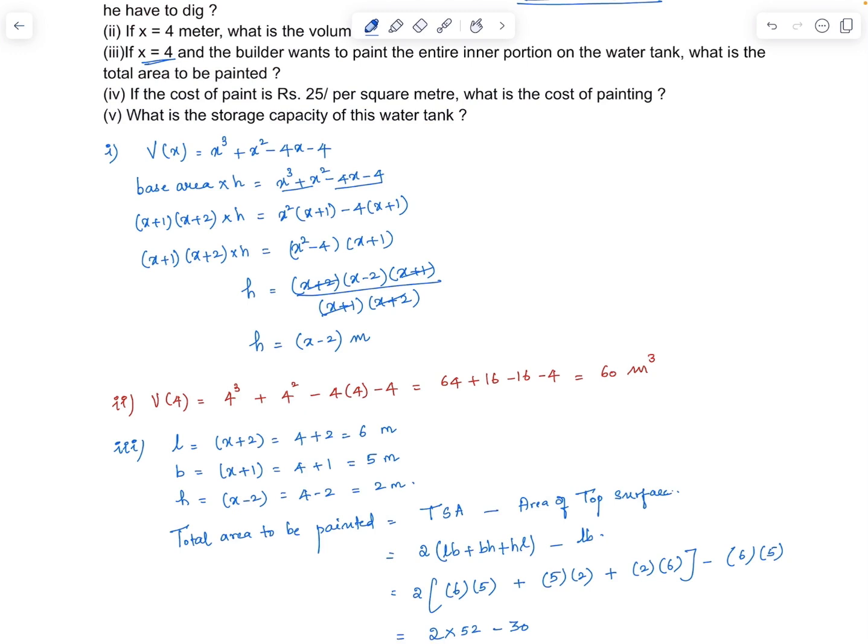Question number 5. What is the storage capacity of this water tank? We have calculated the volume of the water tank already in question 2, which is 60 meter cube. Now that the question is asking storage capacity, which means that we have to give this answer in liters. 1 meter cube is equal to 1000 liters. So the storage capacity of this tank is 60,000 liters.